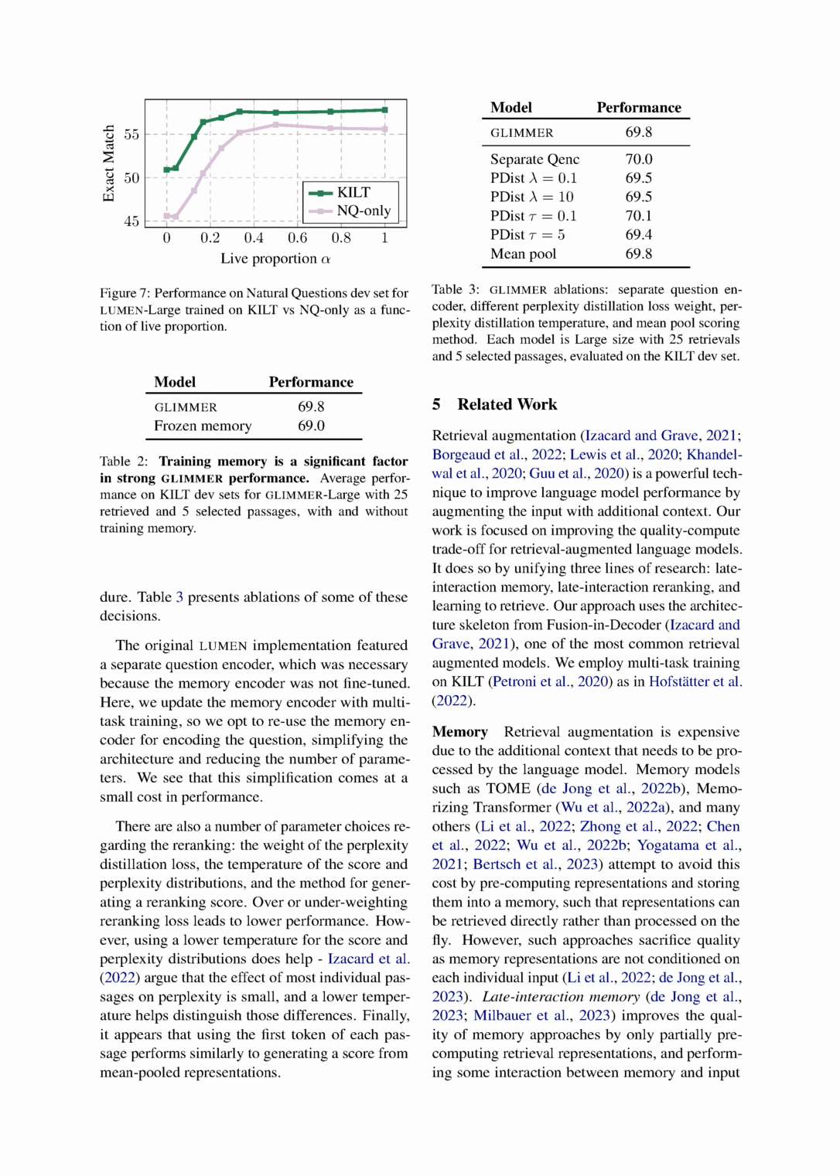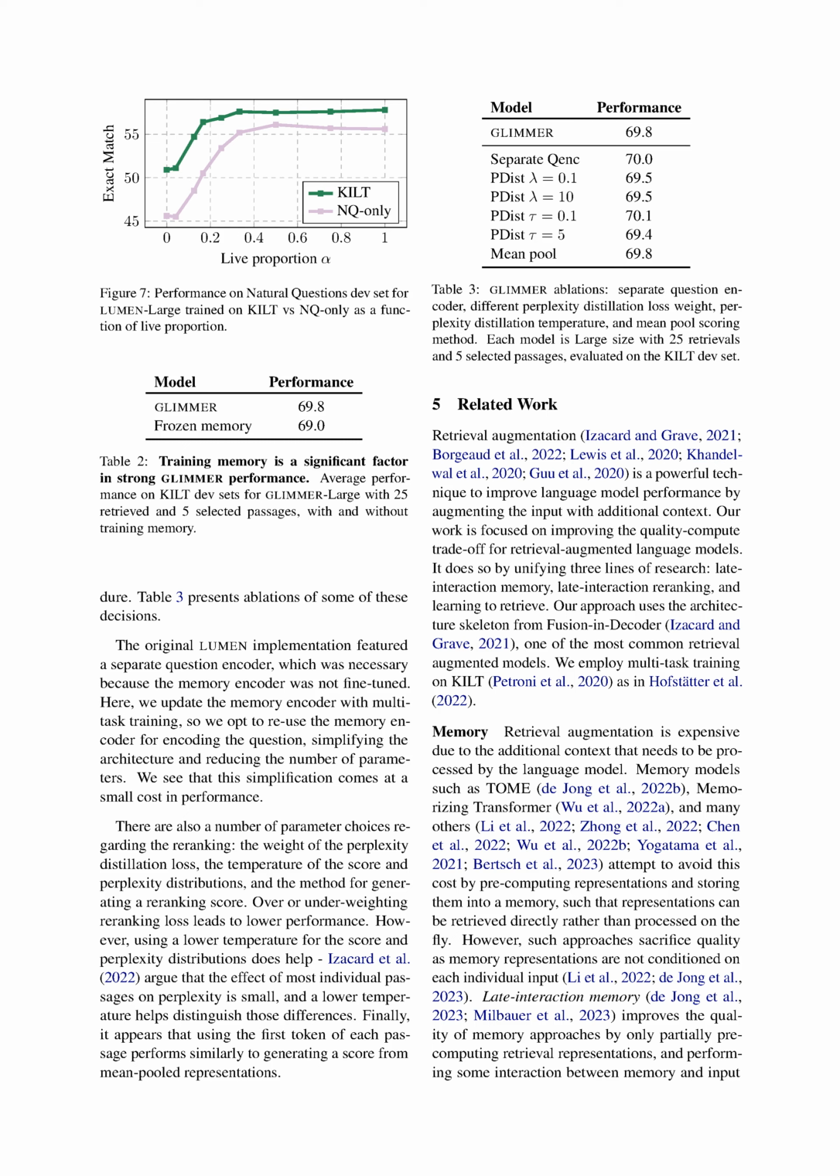There are also several considerations related to the reranking process, such as determining the weight of the perplexity distillation loss, setting the temperature for the score and perplexity distributions, and choosing the method for generating a reranking score. We notice that if we assign too much or too little importance to the reranking loss, the overall performance deteriorates. On a positive note, using a lower temperature for the score and perplexity distribution seems to be beneficial. We suggest that this is because the impact of most individual passages on perplexity is usually minimal, and using a lower temperature can help accentuate these minor differences.